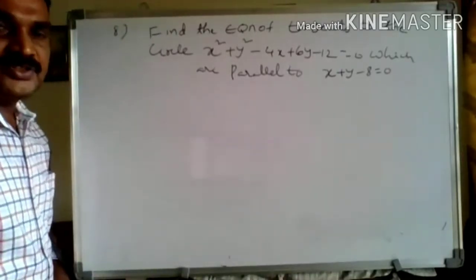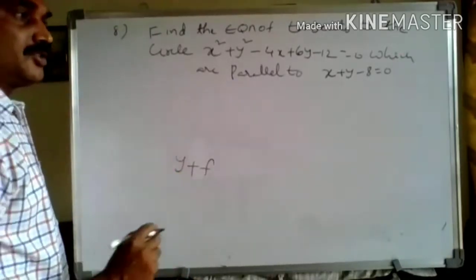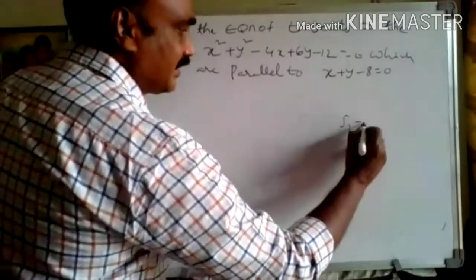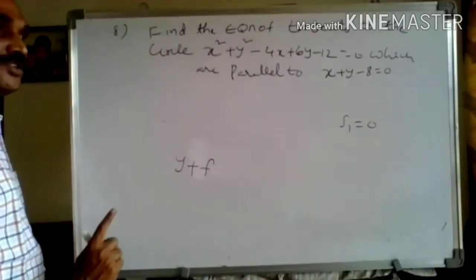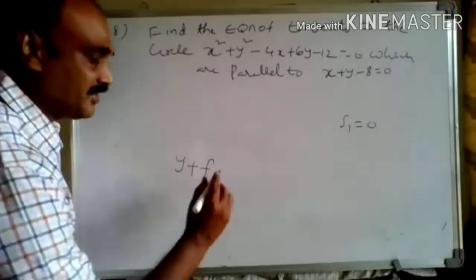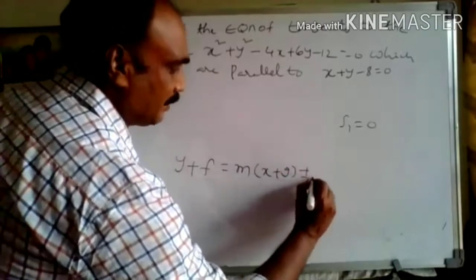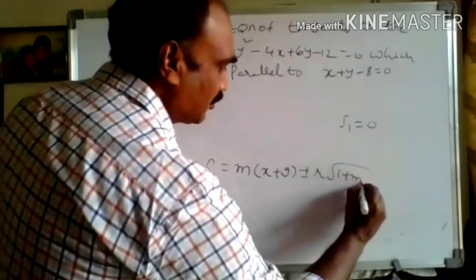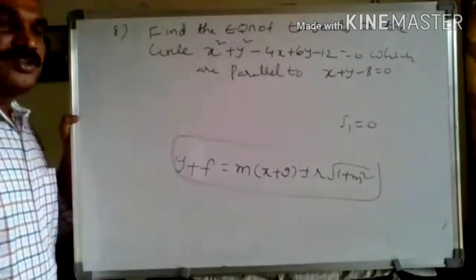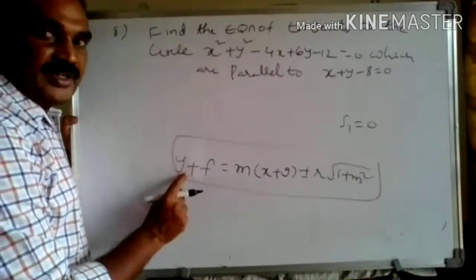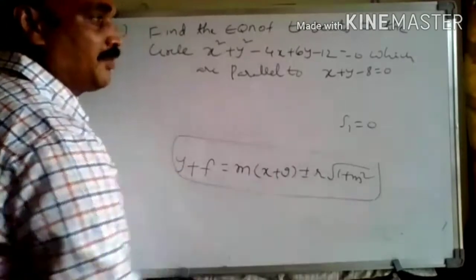The equation of tangent in slope form, here apply the formula. Suppose a point is given, the equation of tangent formula is S1 is equal to 0. If the slope is given, the equation of tangent formula is y plus f is equal to m into (x plus g) plus or minus r into root 1 plus m square.